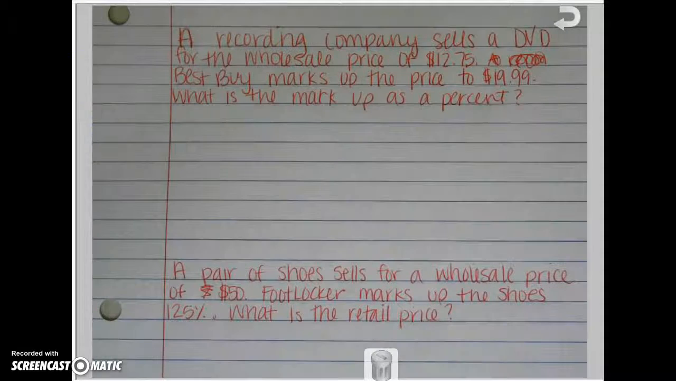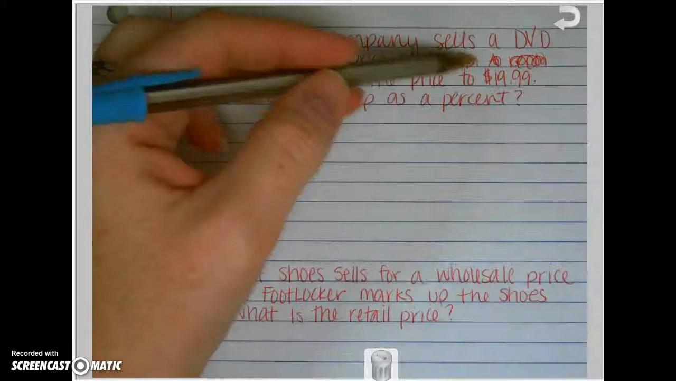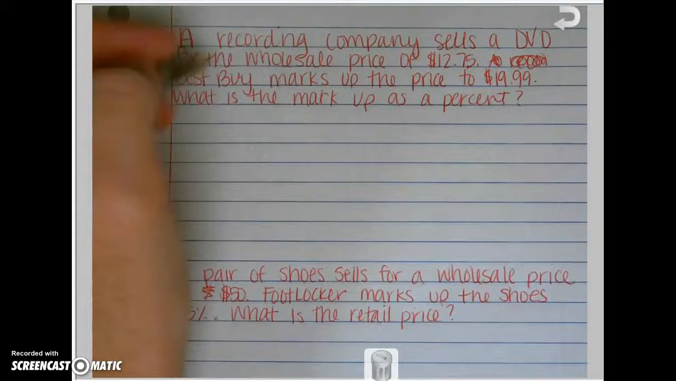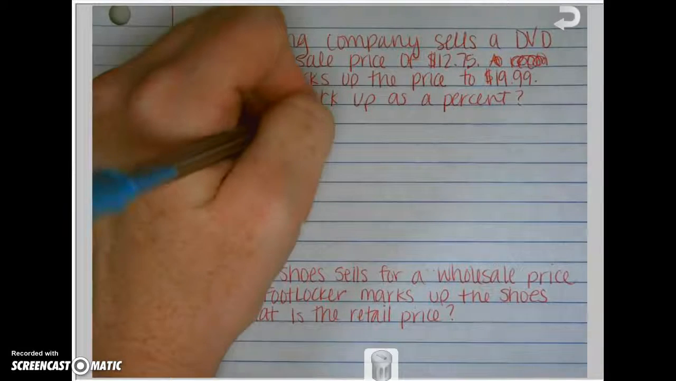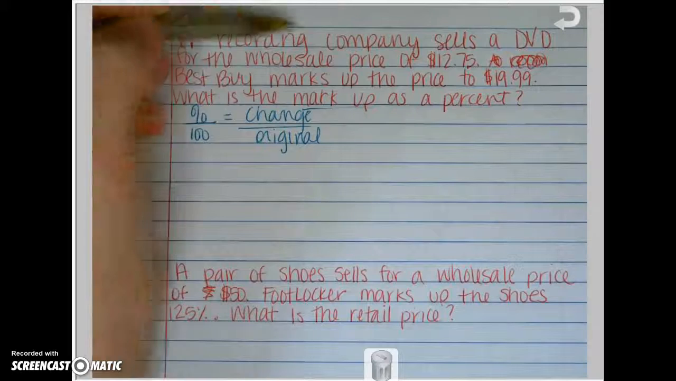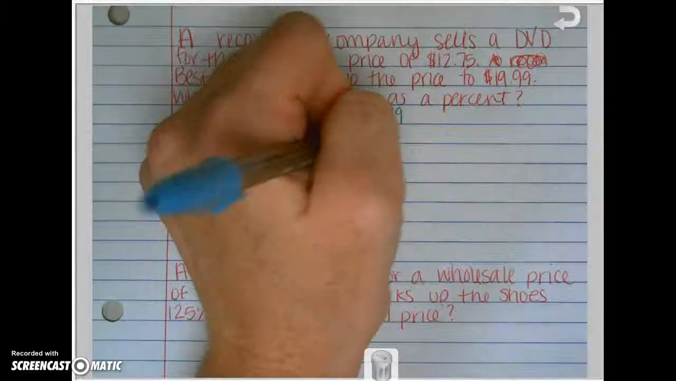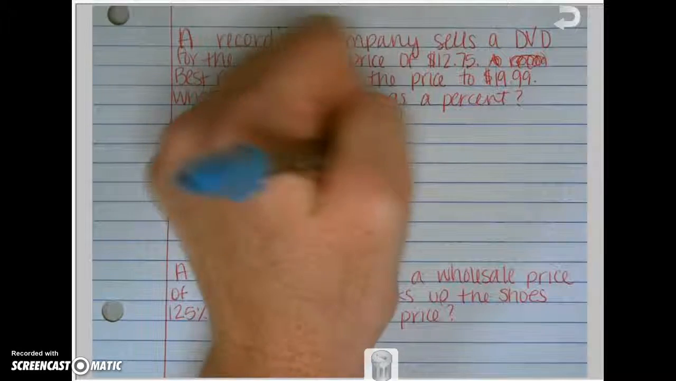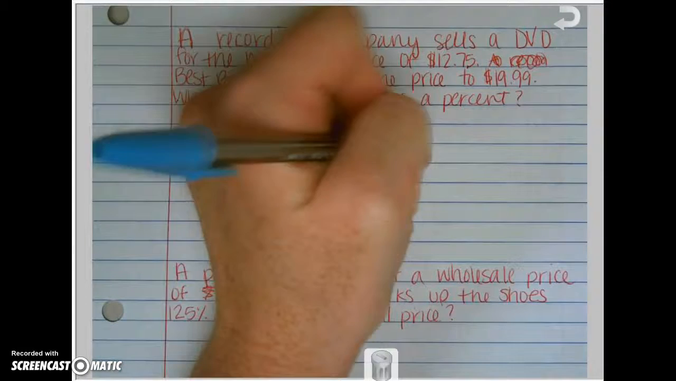So keep in mind that the wholesale price is going to be lower and the markup price is going to be higher. So now this is basically a percent of change. So percent over 100 equals change, and your change is going to be the markup over the original, which is now going to be the wholesale. So my first step is I need to do $19.99 and subtract $12.75. 9 minus 7 is 2. So $7.24 is my markup.